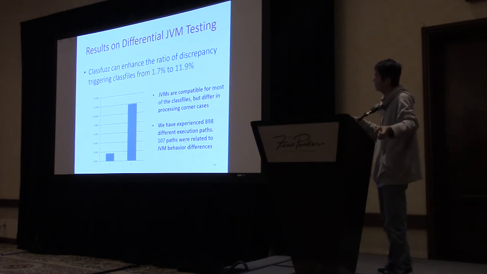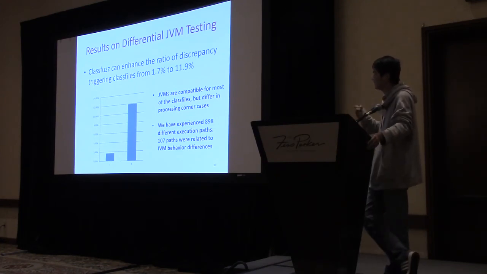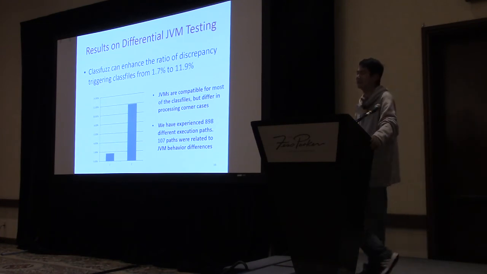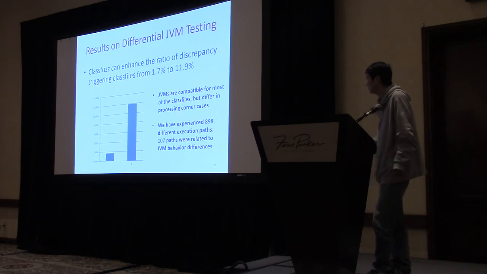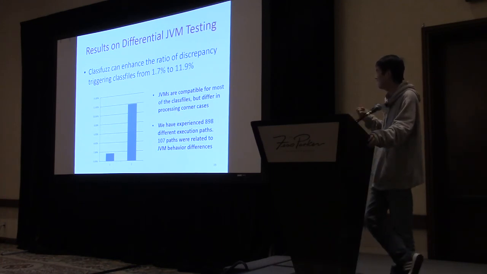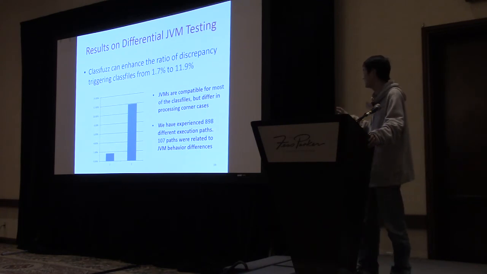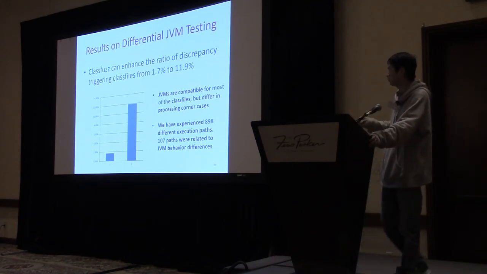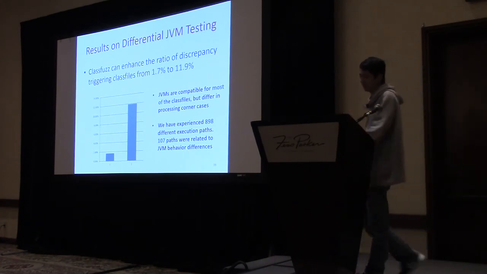The third finding is that our algorithm can enhance the ratio of discrepancy-triggering class files from 1.7% to 11.9%. And it denotes that the tested JVMs are compatible for most of the class files, while still differing in processing some corner cases. Especially, our algorithm can generate 900 representative class files within 3 days. It means that it can experience 900 different execution paths, while more than 100 paths relate to JVM behavior discrepancies, a high percentage.